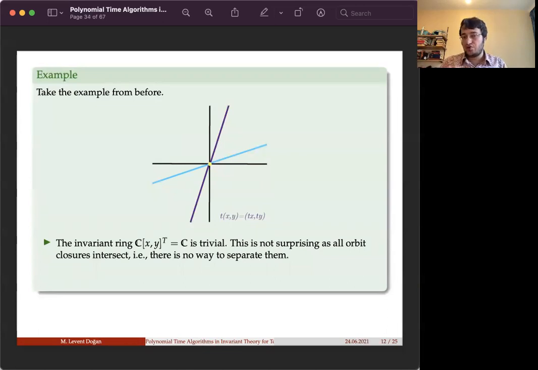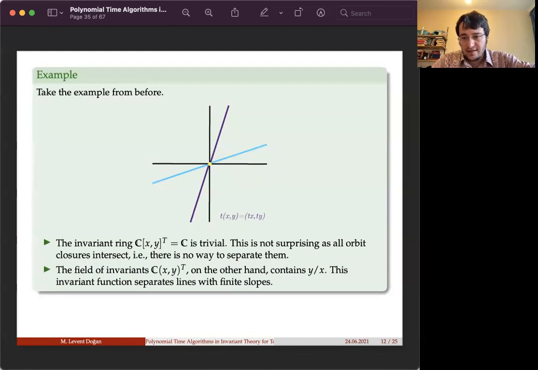That's because all our orbit closures intersect at 0. So therefore, there is no way to separate them. But the field of invariants contains this special invariant y over x, which is the slope of the line. So it does separate orbits. However, it only separates orbits at which it is defined. So if x is 0, then the invariant is not defined. So this invariant does not separate the y-axis and the orbit of 0.